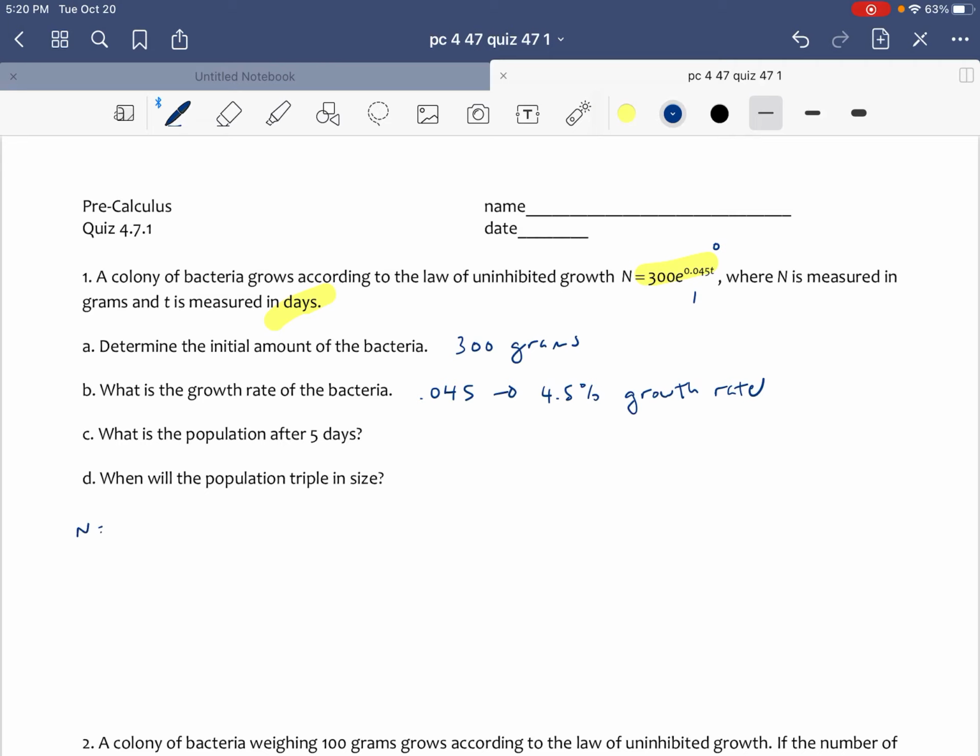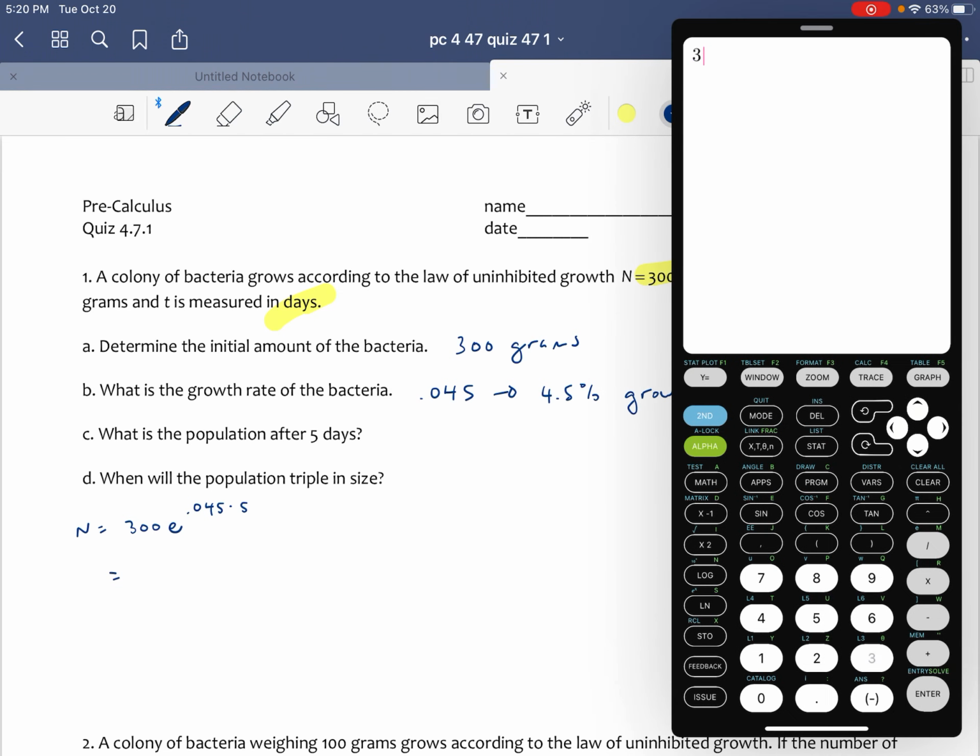What is the population after 5 days? Well, to figure that out, we'll replace the t with a 5. And we'll just type that out on our calculator. So 300 second e, raise that to the power. So 375.6968. And that's in grams.